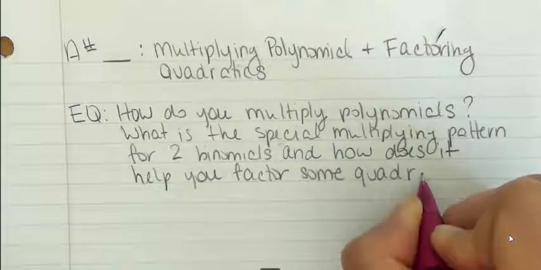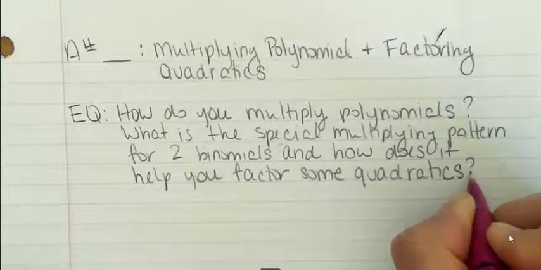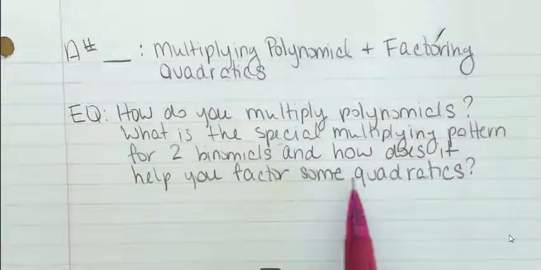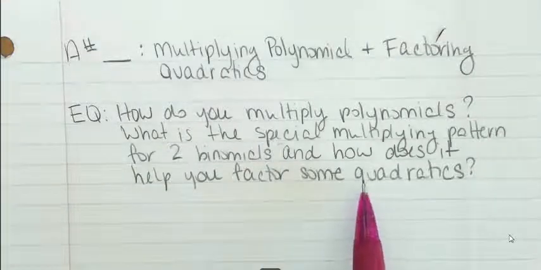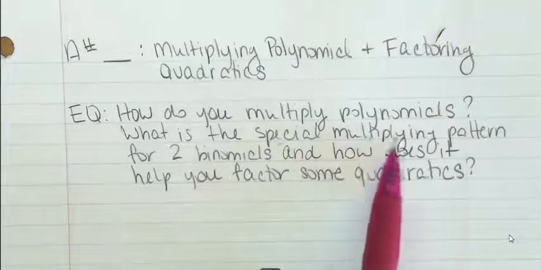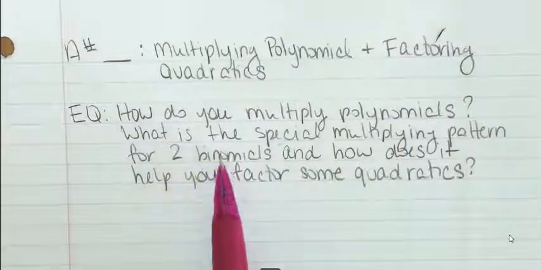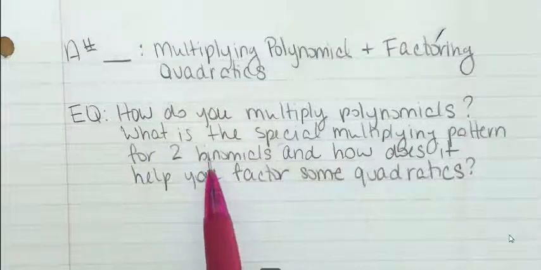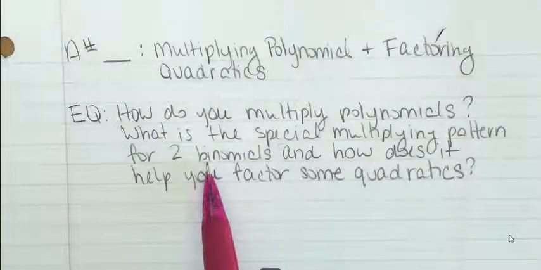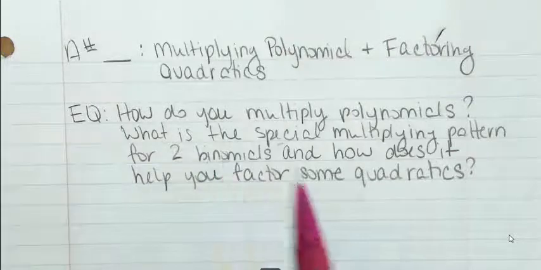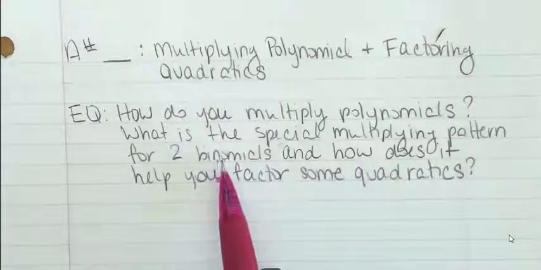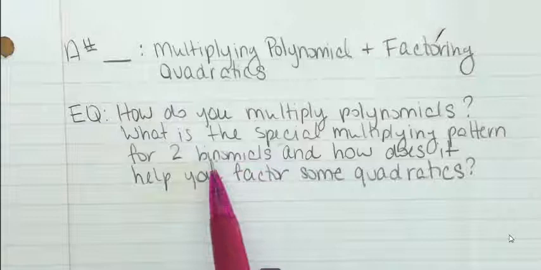So some quadratics, and quadratics means x squared or some variable squared, but some quadratics, if you're very familiar with this special multiplying pattern for two binomials, maybe you've heard this before, FOIL, then it'll be really easy. If you get used to multiplying two binomials in a certain way using FOIL, then it'll be easier to go from a trinomial quadratic back into the two binomials. So basically dividing it back into two binomials.